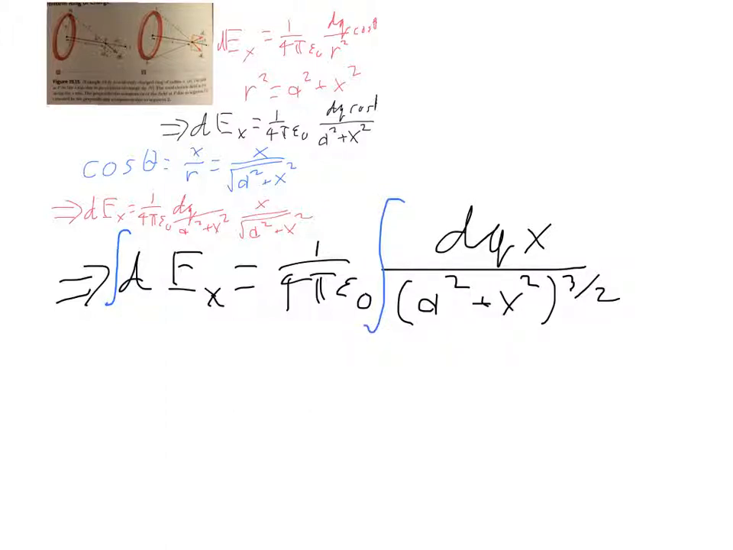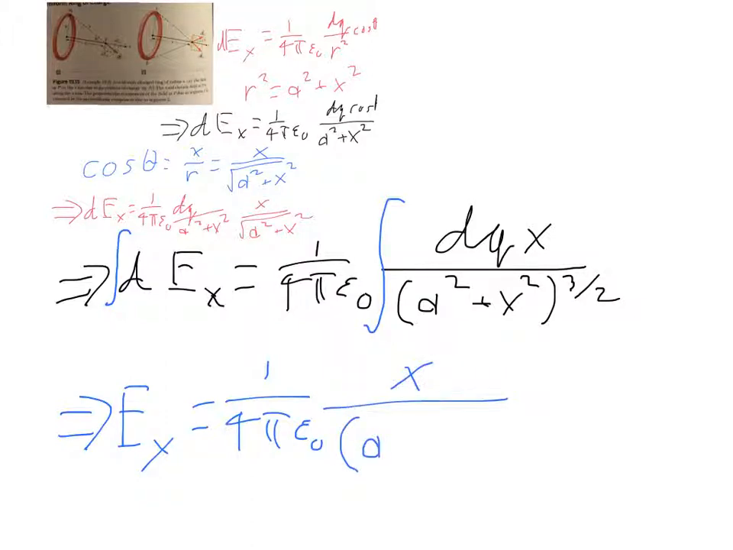And so when we do that, we're going to find that the electric field in the x direction is equal to 1 over 4 pi epsilon naught times x divided by our not so nice looking fraction, a squared plus x squared all to the 3/2 power. And we're doing the integral over dq, the entire charge, so it's just whatever the total charge of this thing is, which is going to be the total charge, or sorry, big Q, like that.